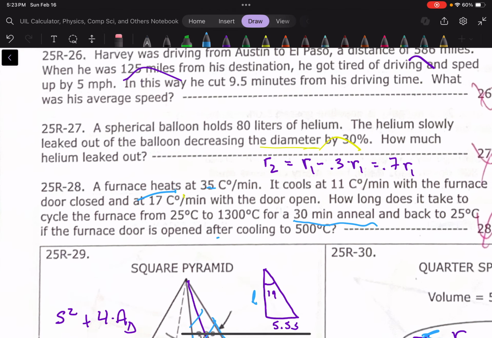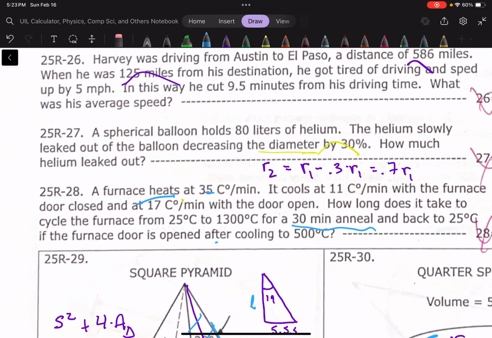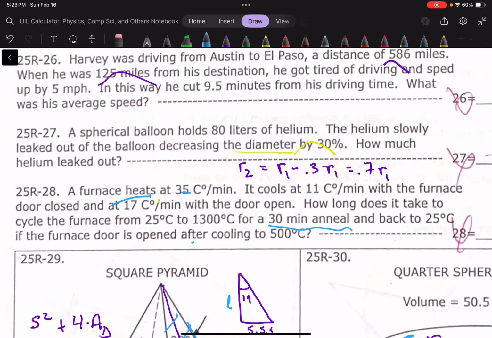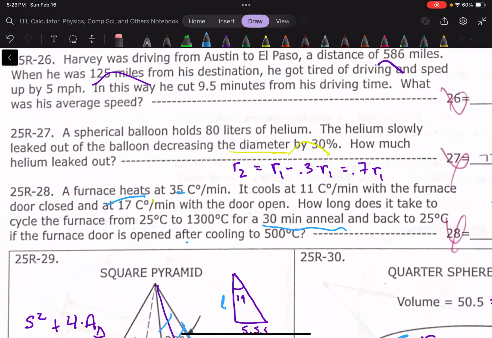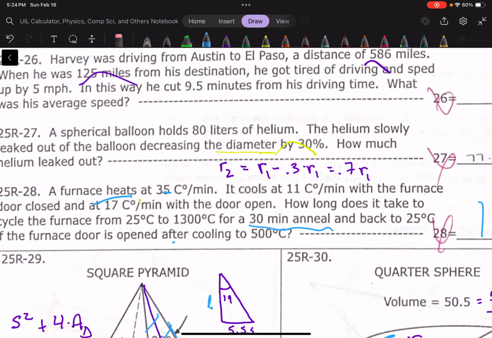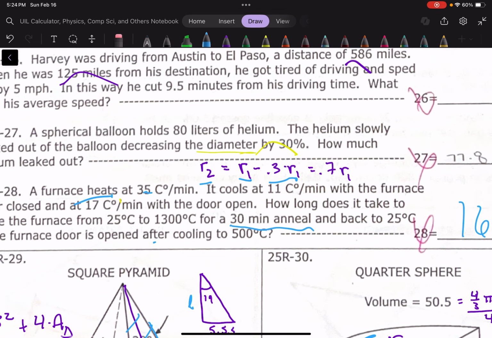All right, let's take a look at 27. A spherical balloon holds 80 liters of helium, and the radius has decreased by 30%. So what we can say is that the second radius is 30% less than the first radius. So R1 minus 0.3 times R1 is 0.7 R1.